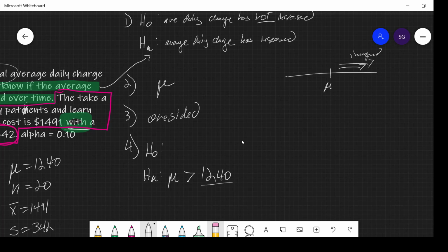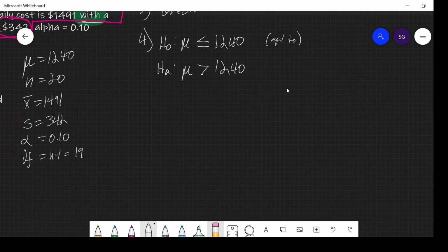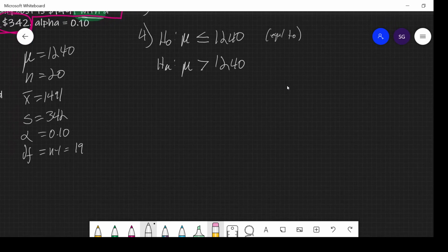Well, what was it before? Before it was 1240. We want to know if our current mu is bigger than our old. Yeah, okay, that makes sense. And then this is the exact opposite. Less than or equal to. Don't forget the equal to 1240. The equal to portion always goes in the null hypothesis. Step 5, alpha. Alpha is given. It is equal to 0.10.